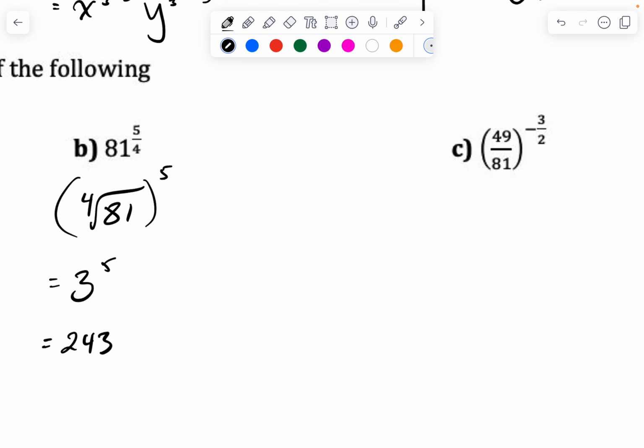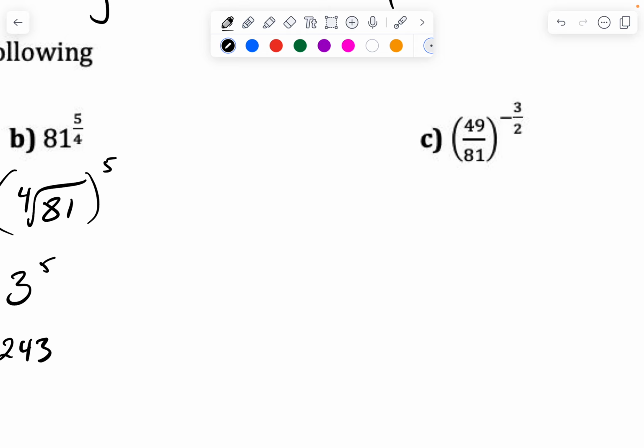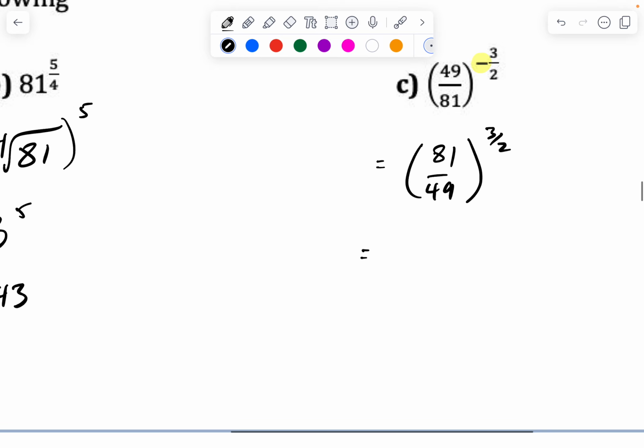Okay. What about 49 over 81 to the negative 3 over 2? Well, first thing I notice is that I have this negative. That means that instead of doing 49 over 81, I'm going to use 81 over 49 because that negative flips my fraction, right?